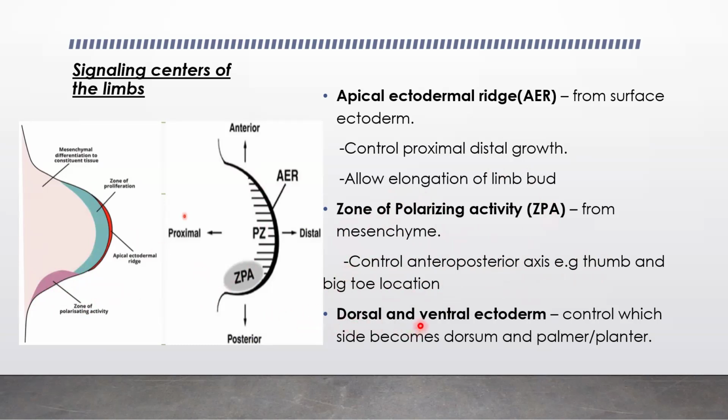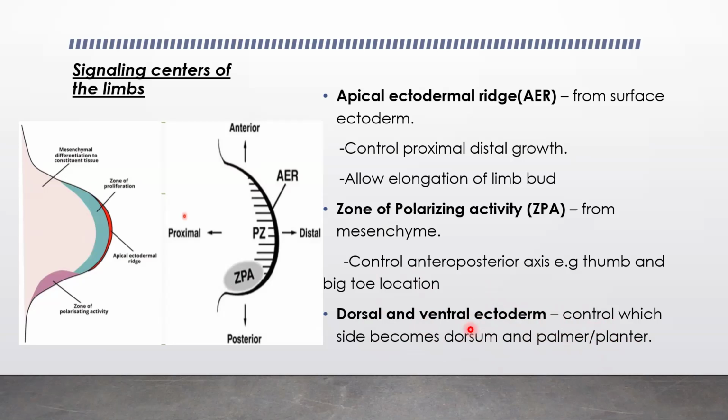But the other one, the dorsal and ventral ectoderm, ideally they determine which side will become the dorsum, which side will become the palmar, or maybe the plantar aspect of the hand or foot. So of course, at this point, you know that the dorsum is actually the upper part of the foot.